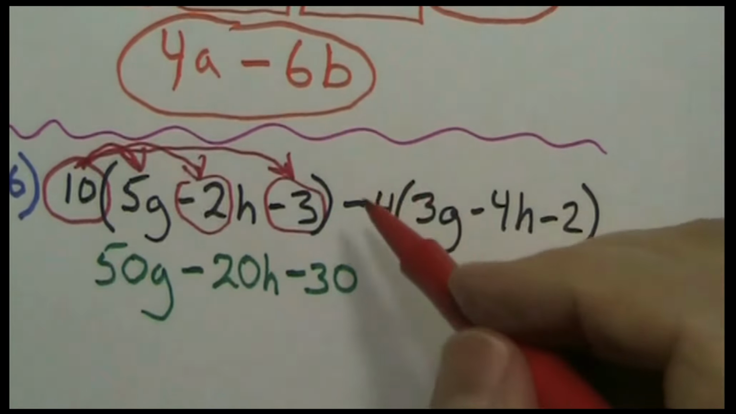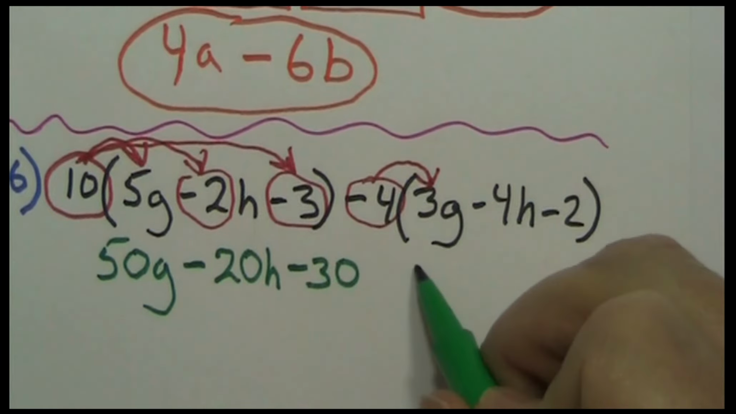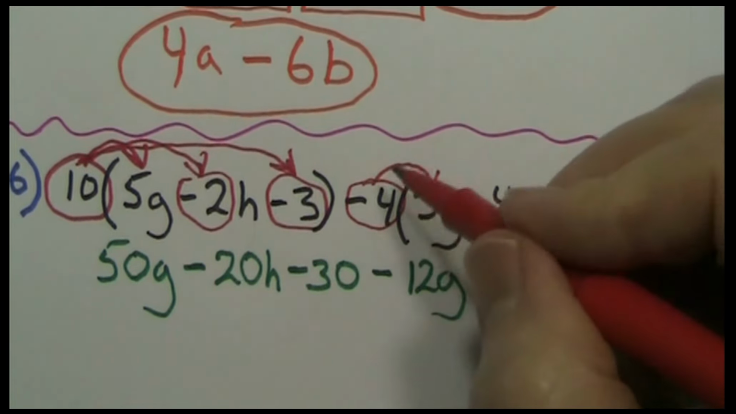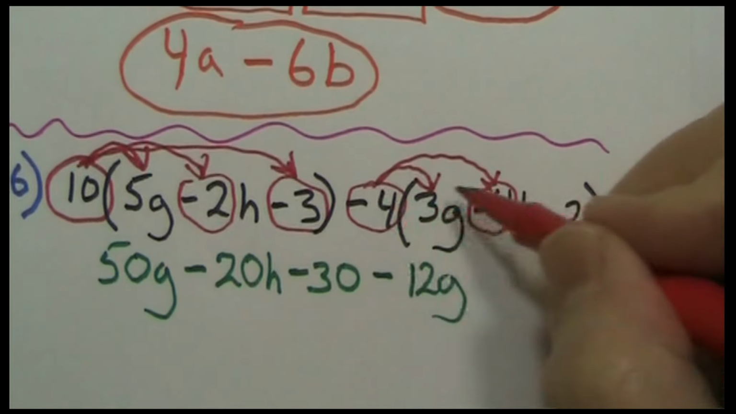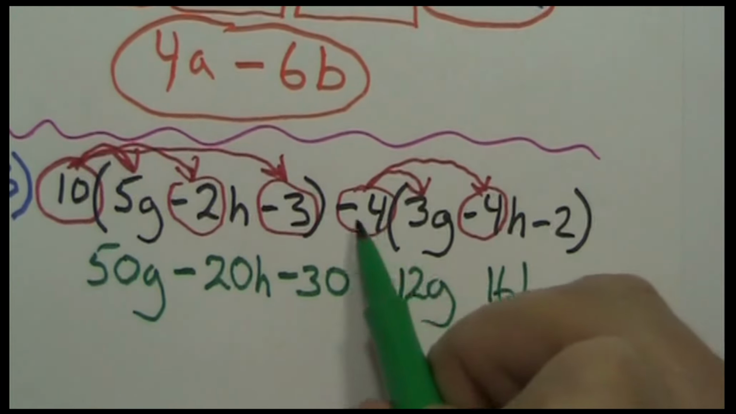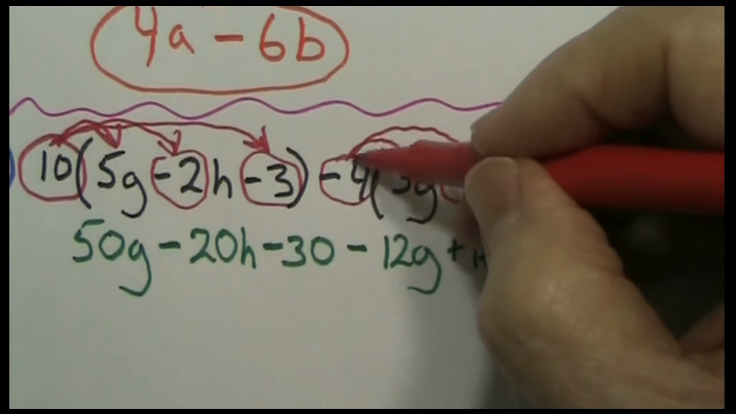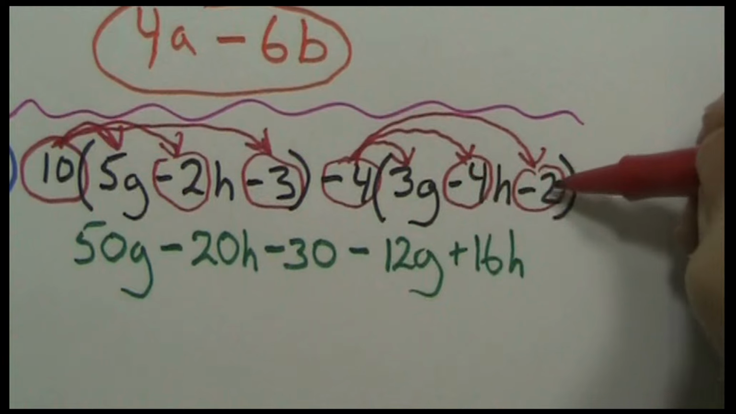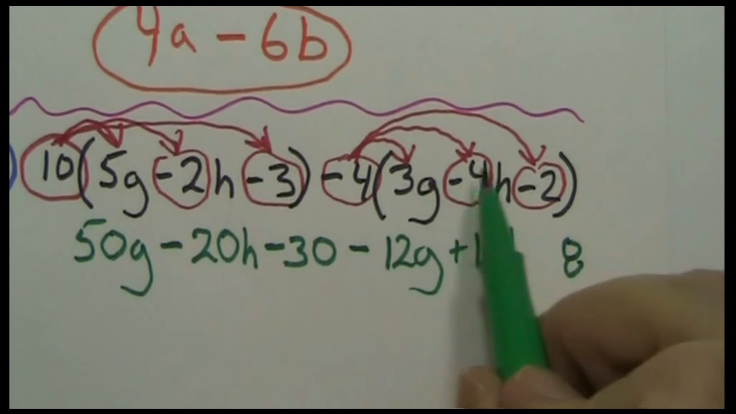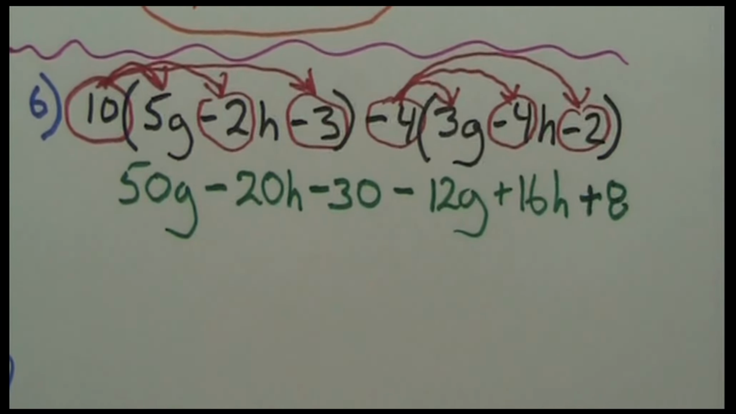All right, then I'll go ahead and do this negative 4 times 3. 4 times 3 is 12. 12G, but there's one negative. Next, I'll do 4 times this negative 4. Negative 4 times negative 4. That's going to leave me with 4 times 4 is 16. 16H. Two negatives cancel. So that's plus. And then the last one, times a negative 2 there. So 4 times 2 is 8. Two negatives cancel when multiplying. So that's a plus 8. That's pretty long. Two variables like that.